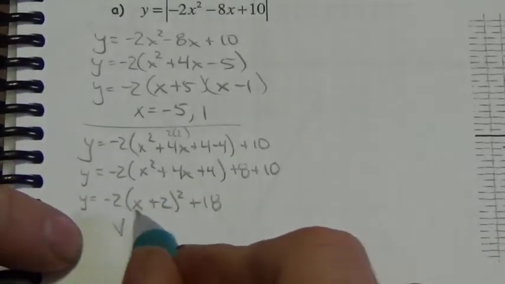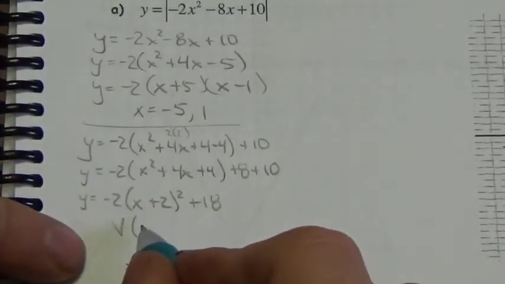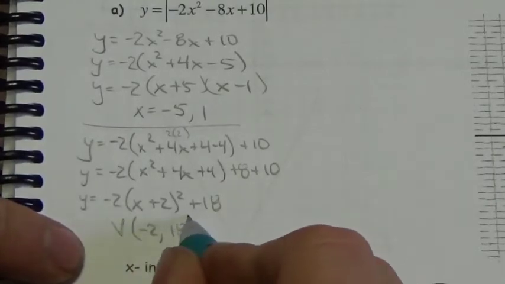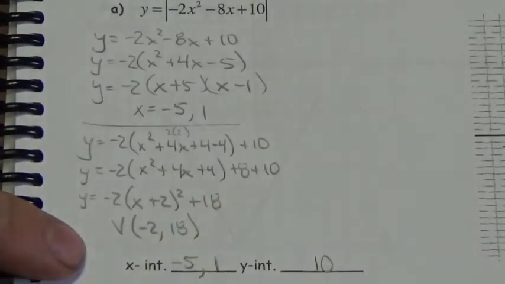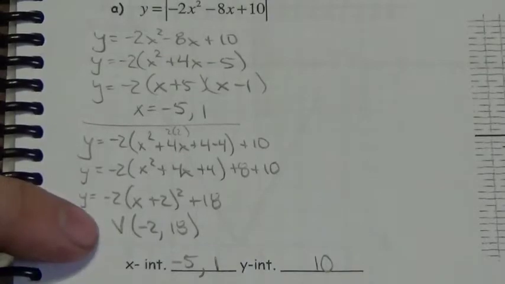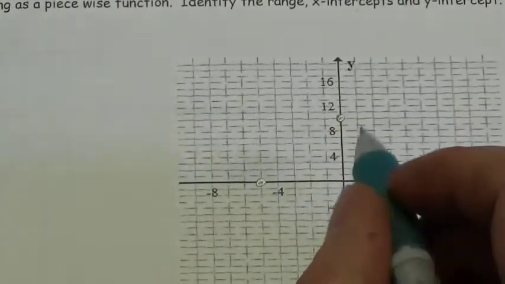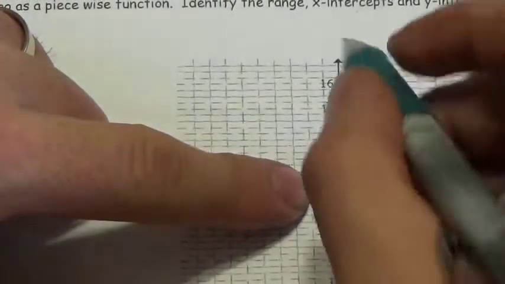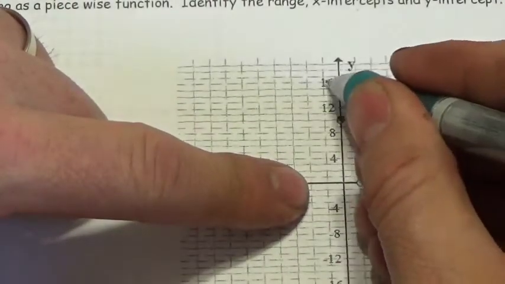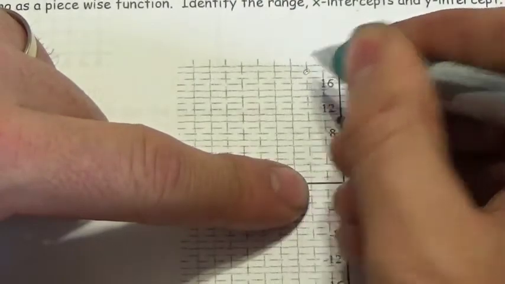So I have a vertex here at the point (-2, 18). Okay, (-2, 18). So over here, that's going to be (-2, 18). I'm going to slide up here. Here's 60. It's going to be right up here.